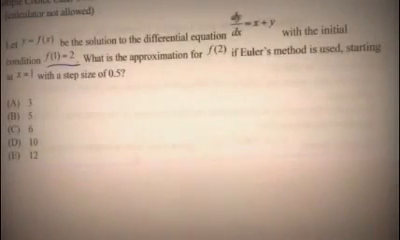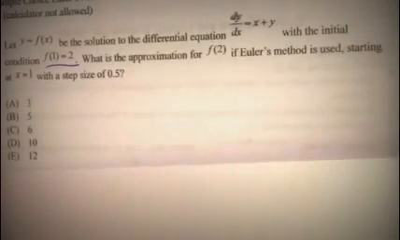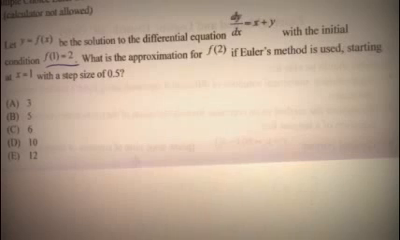So this is a very quick way to do it on a multiple choice section of the test. Now we're going to look at a practice multiple choice question for Euler's method from a previously released Calculus BC exam. We are given: let y equals f of x be the solution to the differential equation dy/dx equals x plus y with the initial condition f of 1 equals 2.